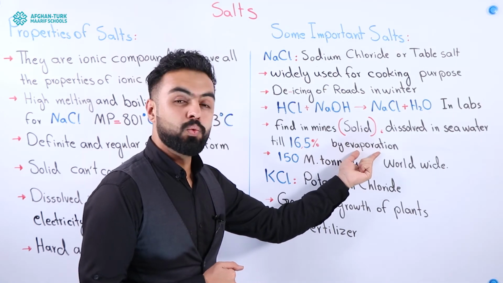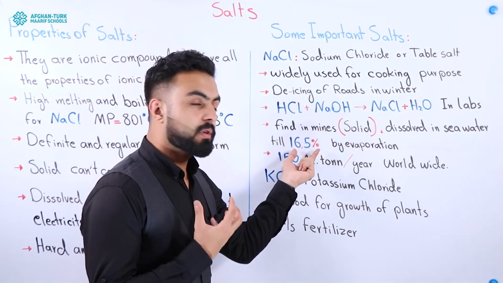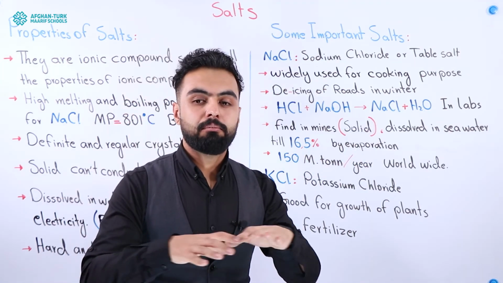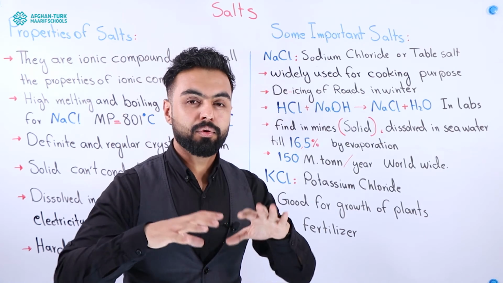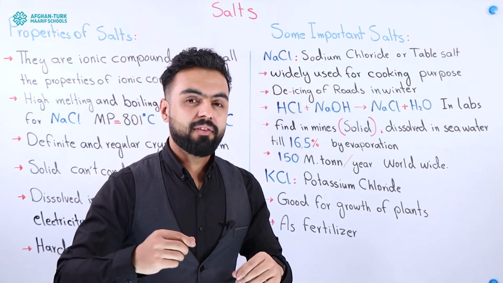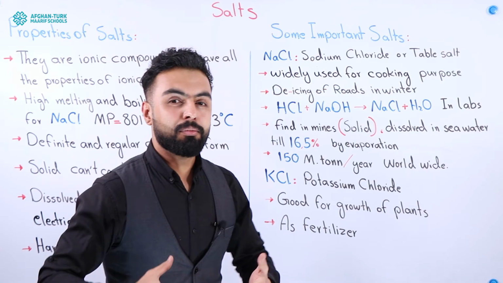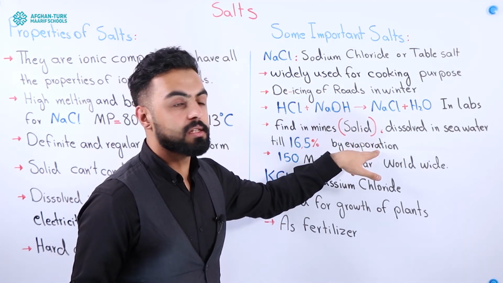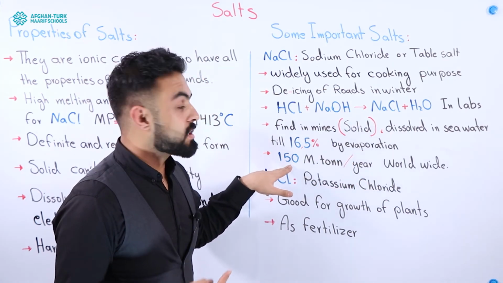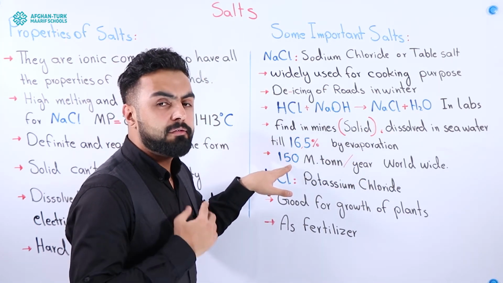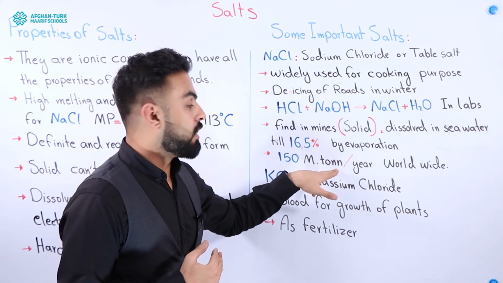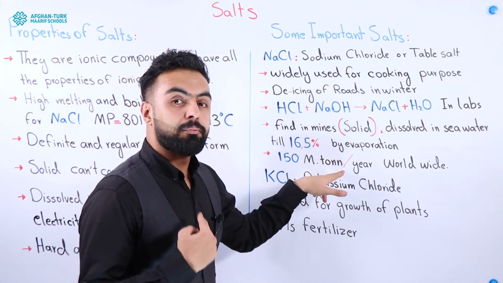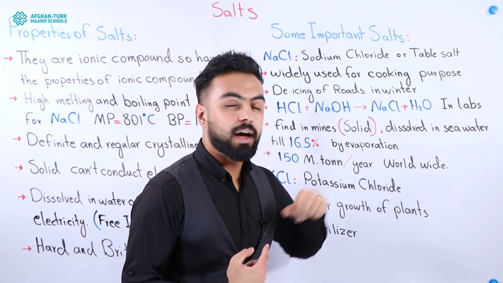And how do we produce this salt? By evaporation. Actually, they make a pool and pour the seawater in, and then they evaporate the water by sun, and at the end we have a large amount of salt. About 150 million tons of NaCl, or sodium chloride, is used per year worldwide.